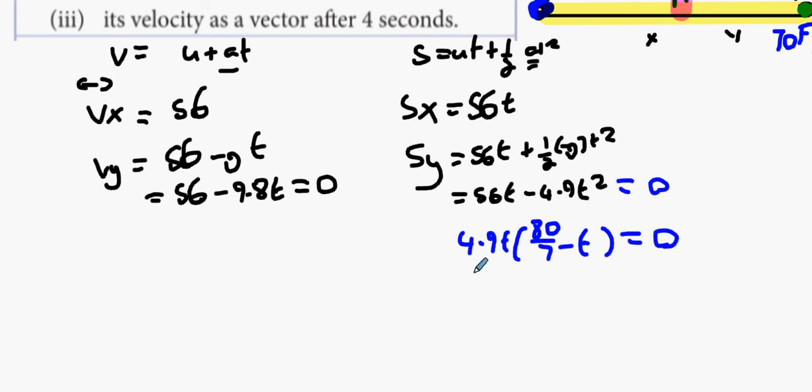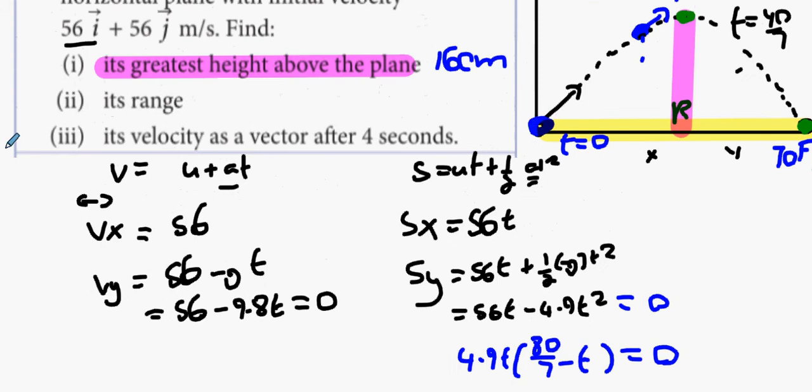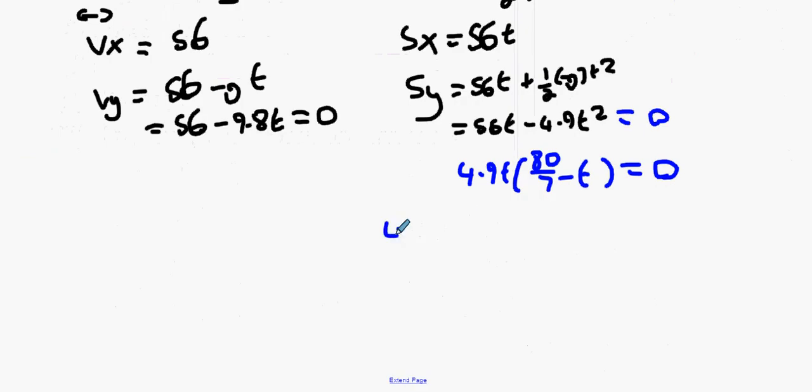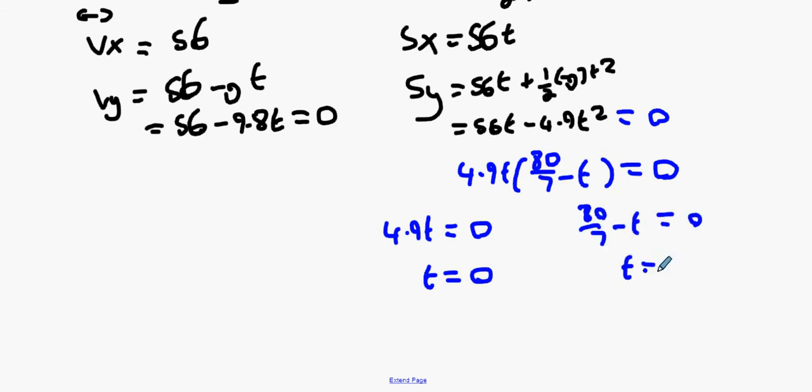What did I say was guaranteed? At t equals 0, your Sy is usually 0 because you're starting off on level ground. This proves it. I get 4.9t equals 0, t equals 0. Everybody cool with that? Then what am I going to get t equals? 80 over 7, because t equals 0. This means t equals 80 over 7. Cool with that? So that's the time of flight proved. Would you agree with that? Time of flight has been proven.